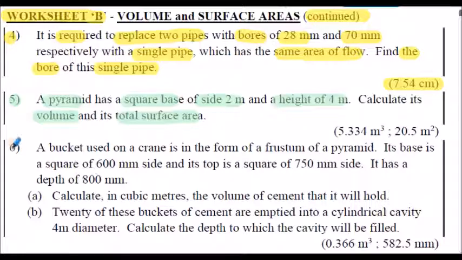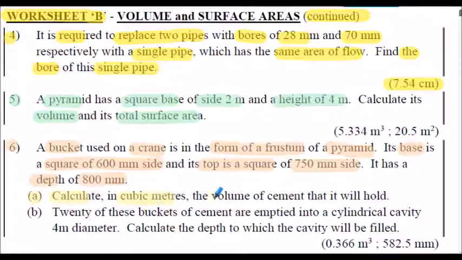Question 6, a bucket that's used on a crane is in the form of a frustum of a pyramid. Its base is square of 600mm side length and the top is also square 750mm side length. Depth of this bucket is 800mm. There are two parts to the question. Part A, we have to calculate in cubic meters the volume of the cement that the bucket will hold.